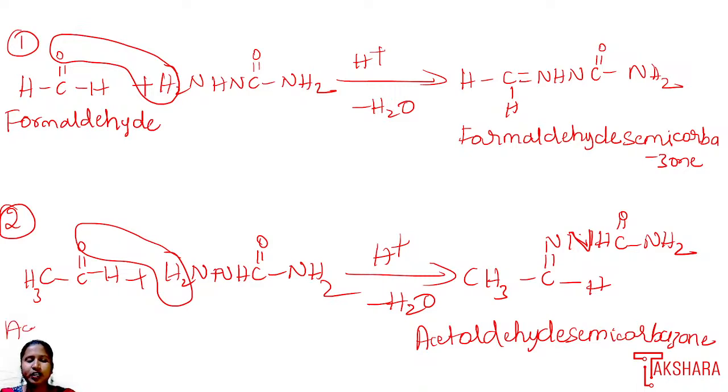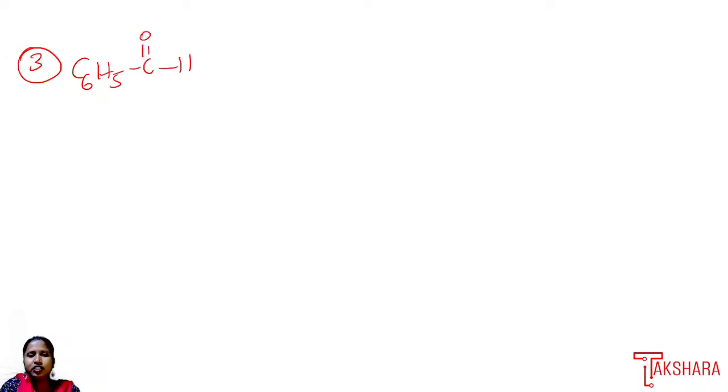So the reactant molecule is what? When we treat acetaldehyde with semi-carbazide, we get the product acetaldehyde semi-carbazone. Okay, next, let us consider another example. Instead of acetaldehyde, in the third equation, let us consider benzaldehyde, C6H5 C double bond O H. So this reactant molecule is called benzaldehyde.